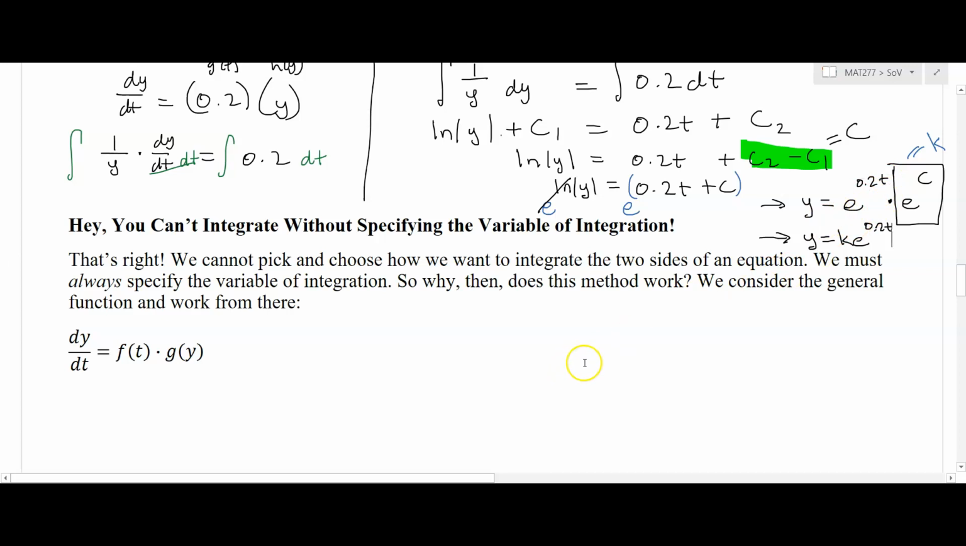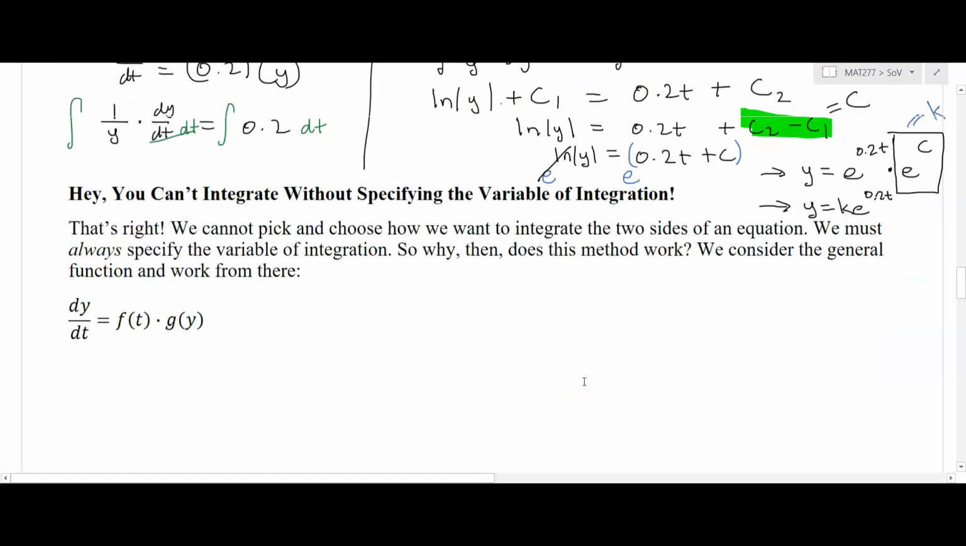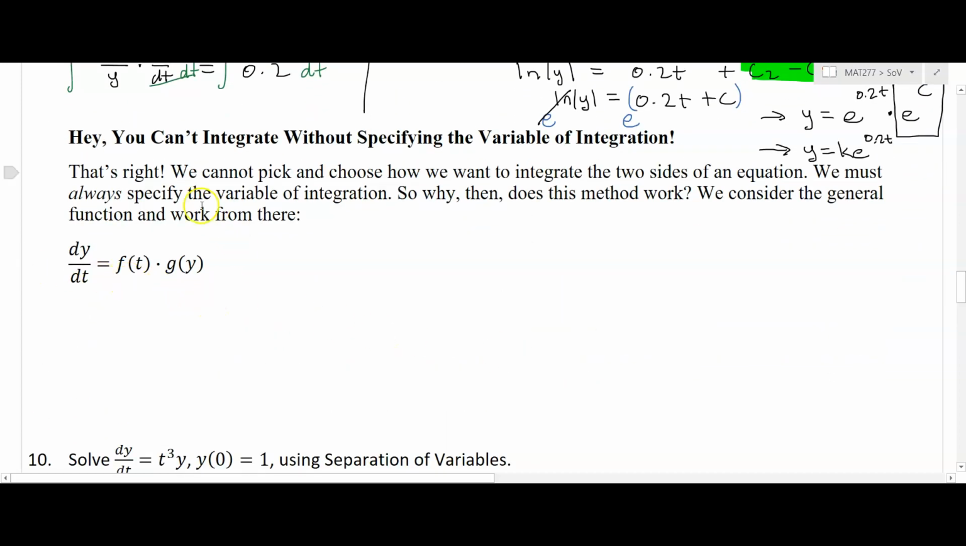Okay, so that's really how the technique works. It always works the same way. The one thing to think about, though, is some people will want to do this. And this is what a lot of tutorials will show you: they will separate the dy and the dt. They'll do something like this. They'll say dy equals your function of t times your function of y. I think we've called this g of t and h of y, but the notation is not that critical.